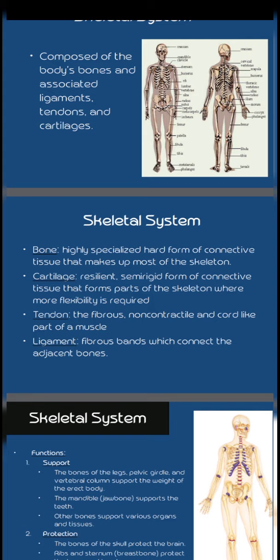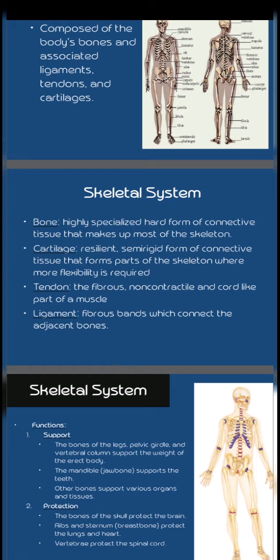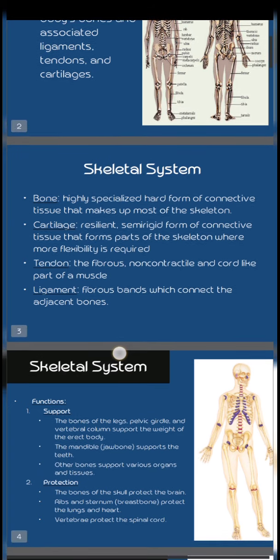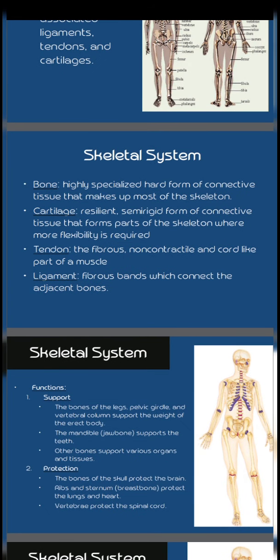Then there is cartilage. Cartilage is a resilient semi-rigid kind of form of connective tissue. It is not that much hard as the bone, and it forms part of the skeleton where more flexibility is required, such as at joints. Tendons are the fibrous non-contractile and cord-like parts of a muscle, and ligaments are fibrous bands which connect the adjacent bones.